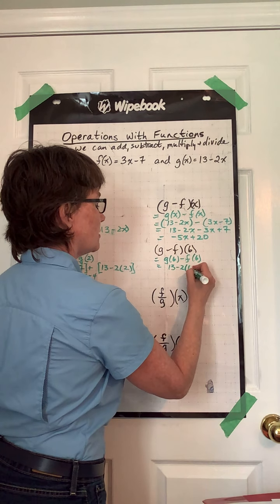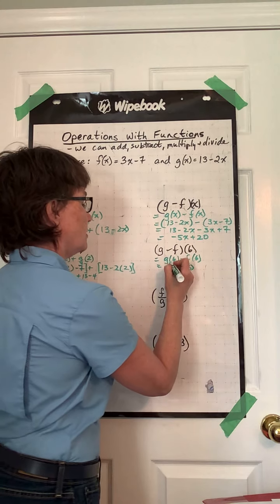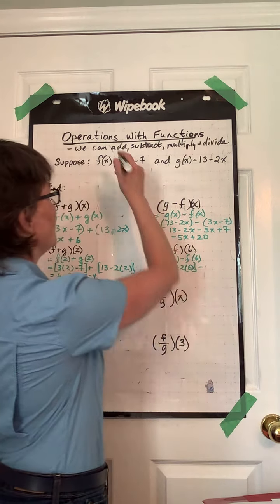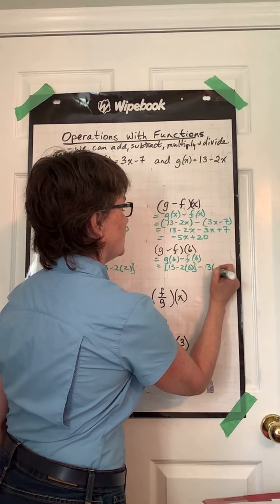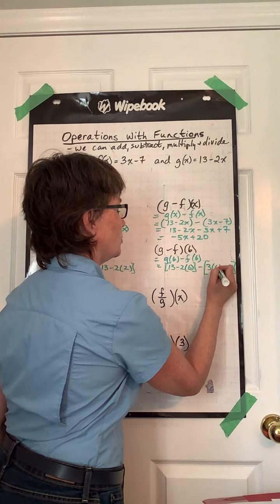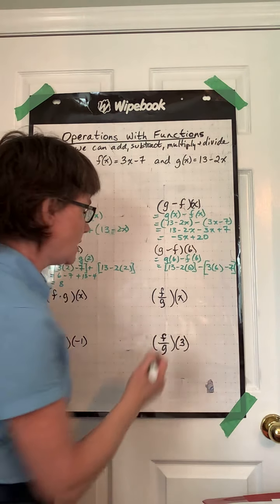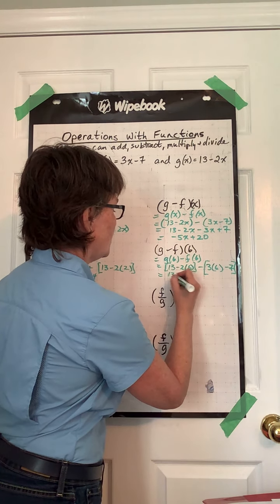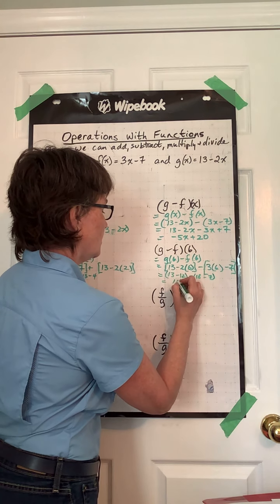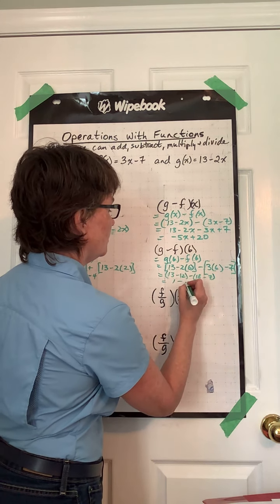Wherever there's an x, put a bracket and replace that x with a 6, because that's what we want to put in there. And the f function, 3x is our bracket, subtract 7, and put the 6 in there. And then just do that math out. So 13 subtract 12, subtract 18, subtract 7, which is 1, subtract 11, which is negative 10.